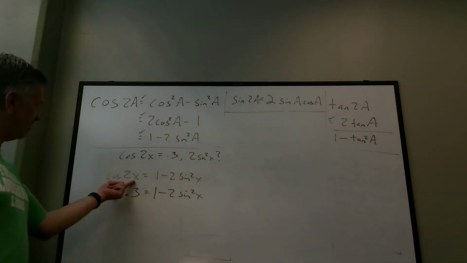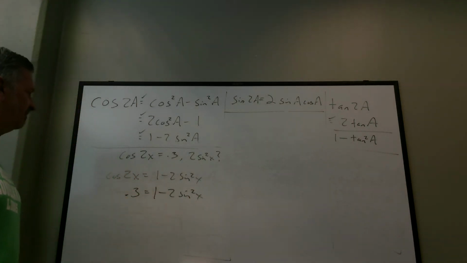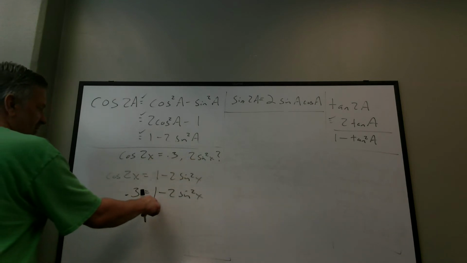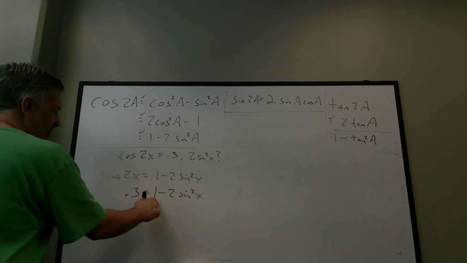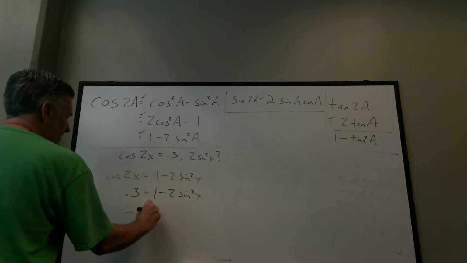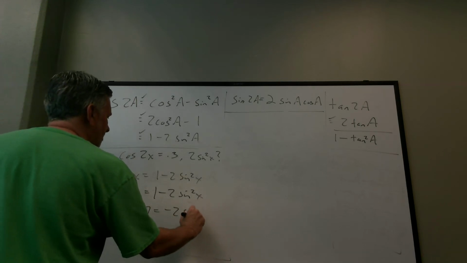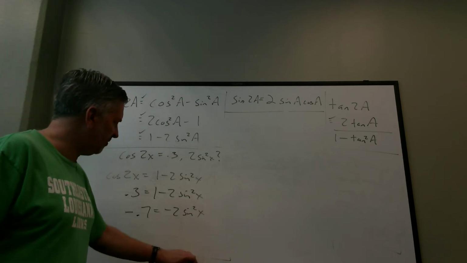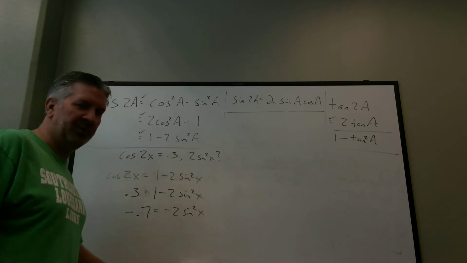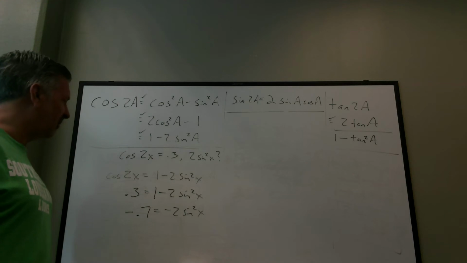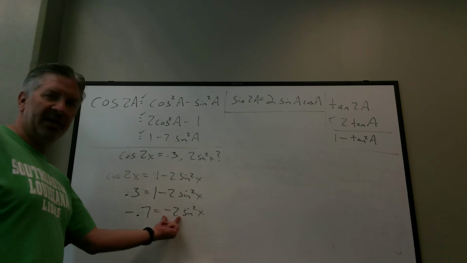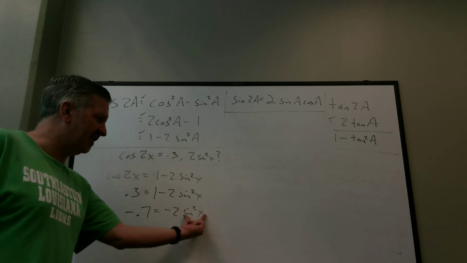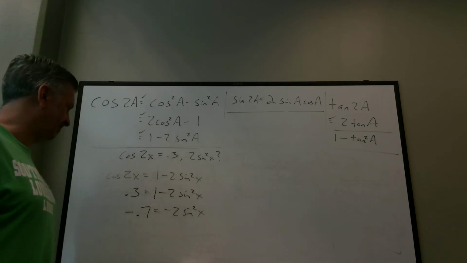Right, so I just replace cosine 2x with what it is, 0.3. Now I'm trying to get 2 sine squared x by itself, so it makes sense to subtract 1 from both sides. If you subtract 1 from both sides, you get minus 0.7 is a negative 2 sine squared x. And a common question I ask at this point in this problem is, then what should we do next? And invariably, somebody will say divide both sides by negative 2. Because usually you're trying to get the part with the variable by itself.